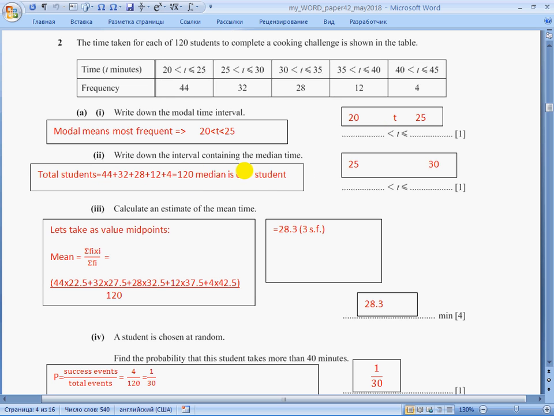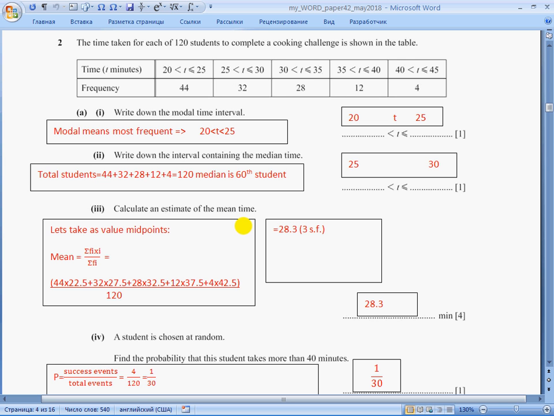Write the interval containing the median time. The median time is the student in the middle. So we find the total number of students. So 44, 32, we add all these numbers. We get 120, and the student in the middle is the 60th student. He or she will be here. So it is 25 to 30.